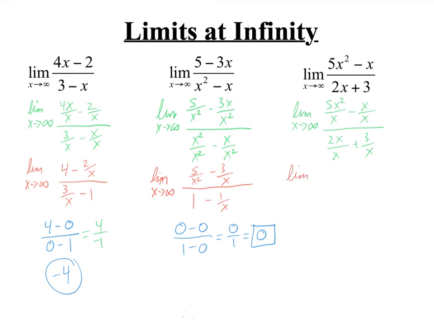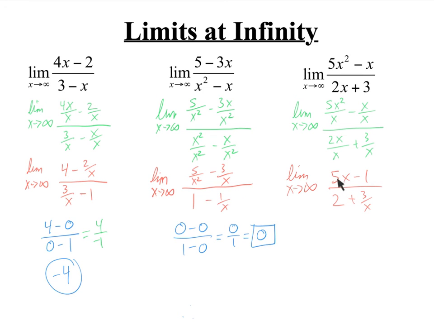Now I simplify this. The first piece is going to be 5x squared over x, which is 5x, minus x over x is 1. And then 2x divided by x is 2, plus 3 over x. Now, let's plug in infinity to this new piece, which is another version of this.